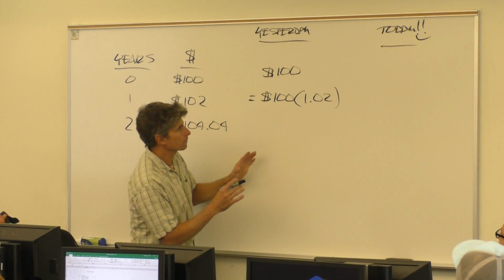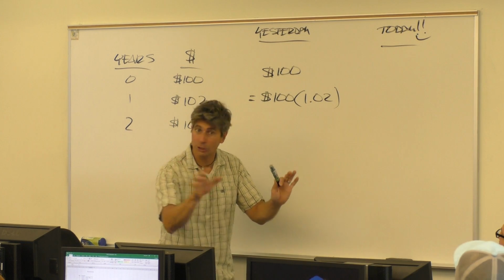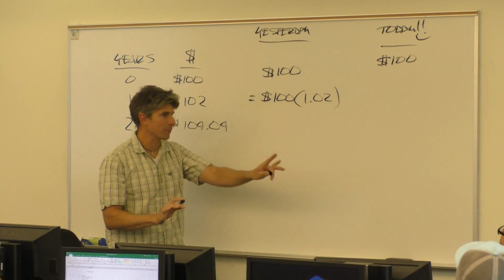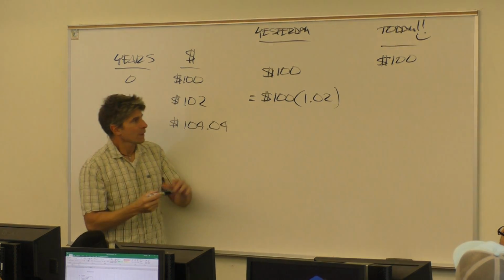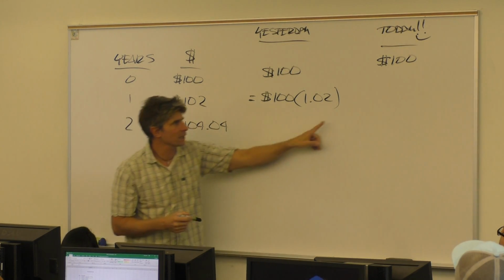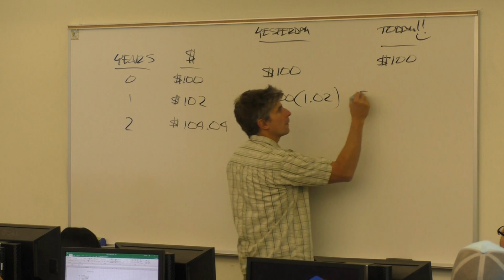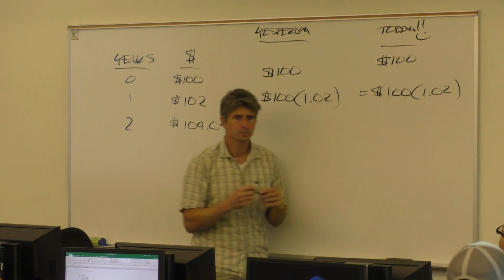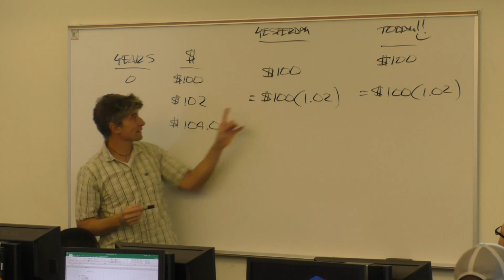Let's slow down, and for starters, I'm going to put the $100 here. It will eventually be a formula, but I'm going to put the $100 there. And I'm going to actually copy this formula over to here. $100 times 1.02. Okay? Now we know that's equal to $102.